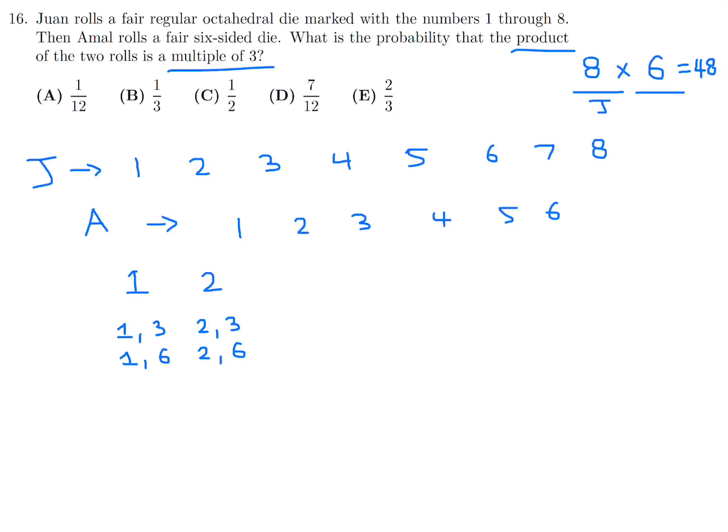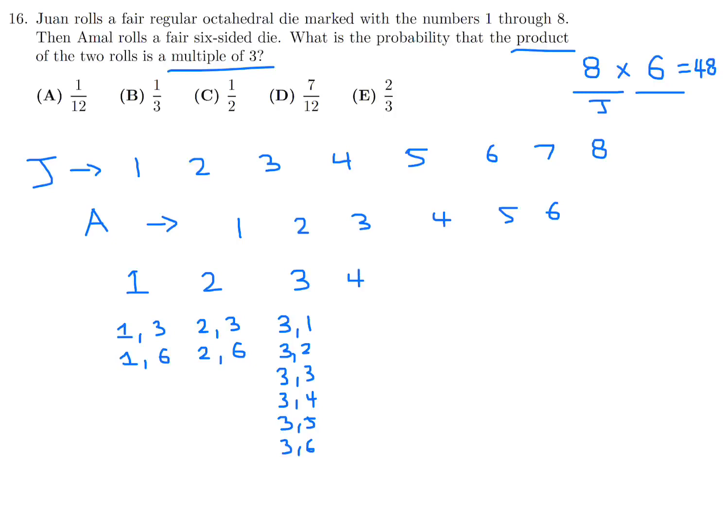Similarly, 2 times 3 is 6, which is a multiple of 3. 2 times 6 is 12, which is a multiple of 3. How about if Juan rolls a 3? Well, 3 is a multiple of 3 itself, so anything that Amal rolls will satisfy this condition. Right? So I hope that makes sense.